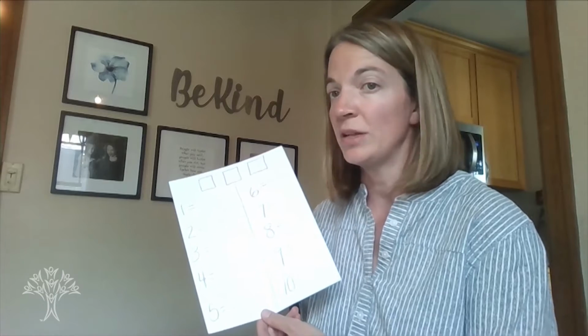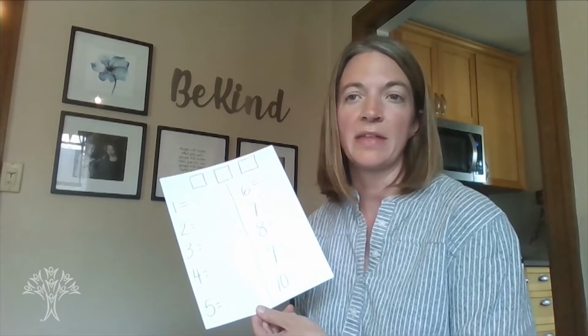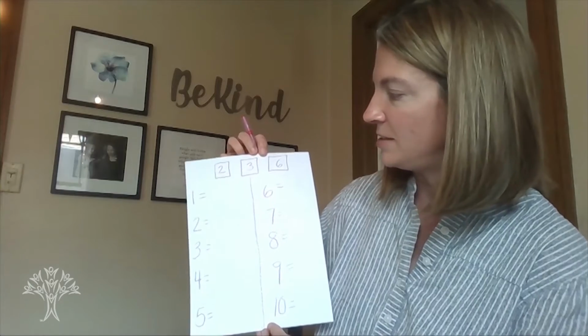Some people like to roll a die. If you have a die at home from another math game, you can do that. I just like to choose numbers. You can't repeat the same number. So for our game today, I'm going to choose a 2 because that's a number between 1 and 6. I'm going to choose a 3 and I'm going to choose a 6. So those are 3 numbers between 1 and 6.